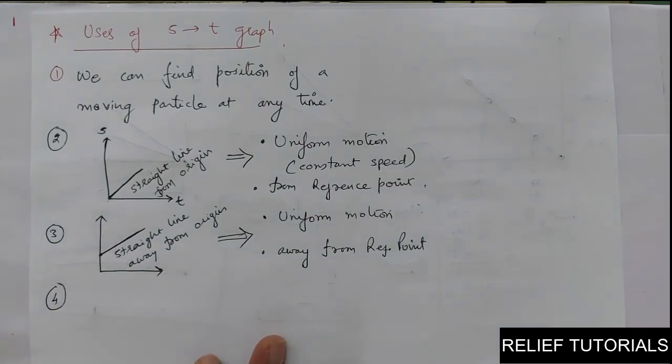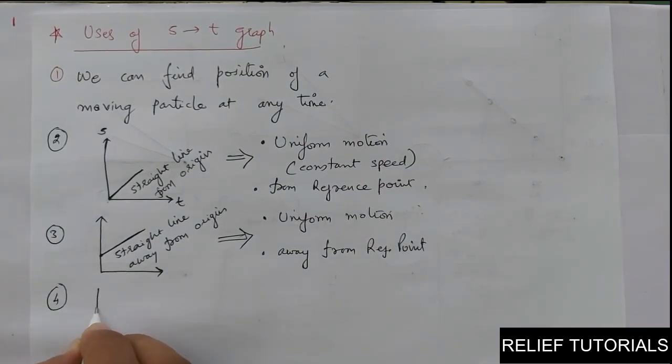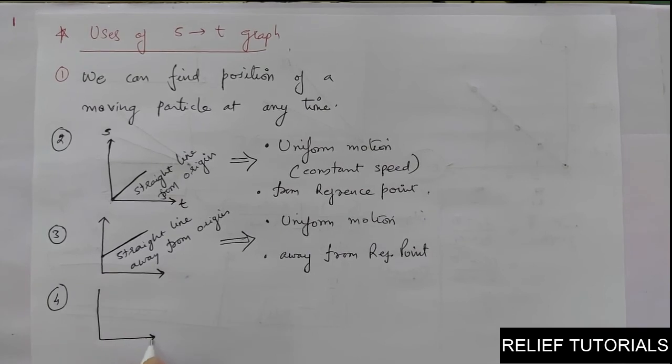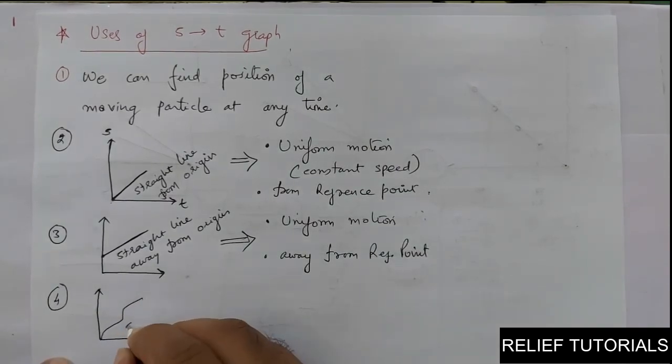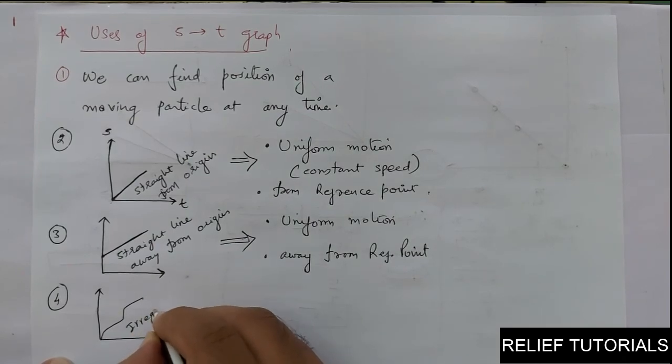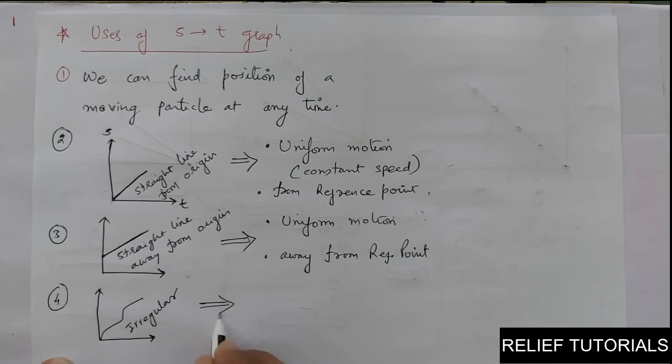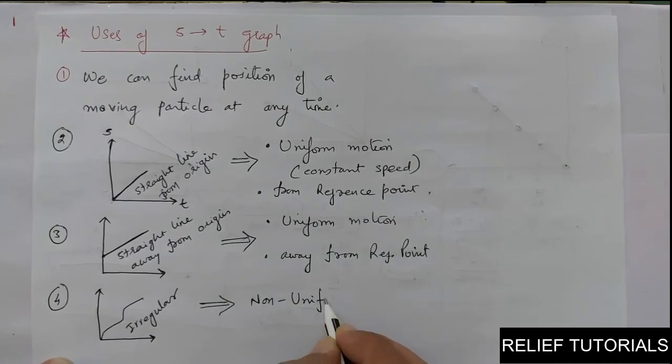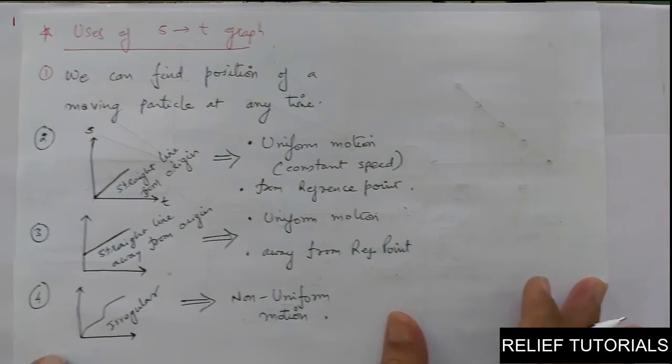Fourth one, if the graph is irregular, so the shape of the graph is irregular, that indicates the type of motion is non-uniform motion.